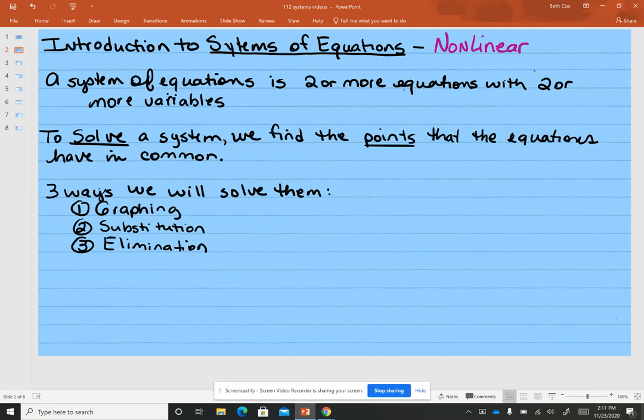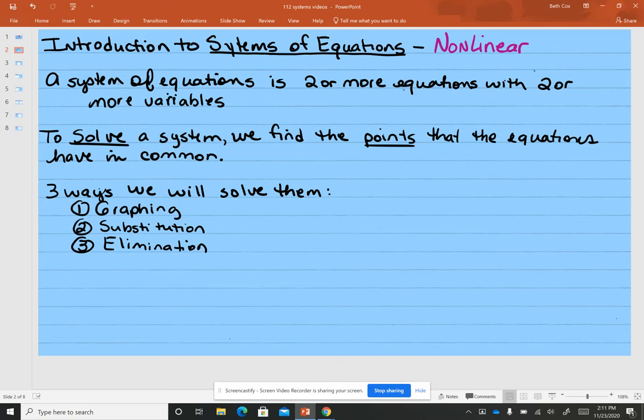So first of all, a system of equations is two or more equations with two or more variables. Okay, so if you have three variables, you need three equations. If you have four variables, you're going to need four equations. In these problems, we're only going to have two equations for most of them. And with two equations, we need two variables at minimum in order to solve for the points of intersection, because that's what it means to solve a system. We're finding the points that the equations have in common, and that is the points of intersection when it comes to graphing.